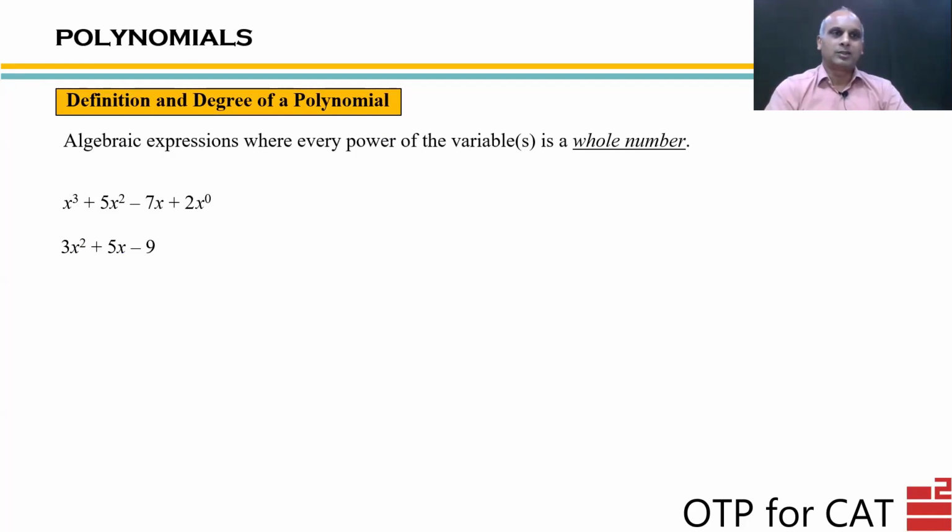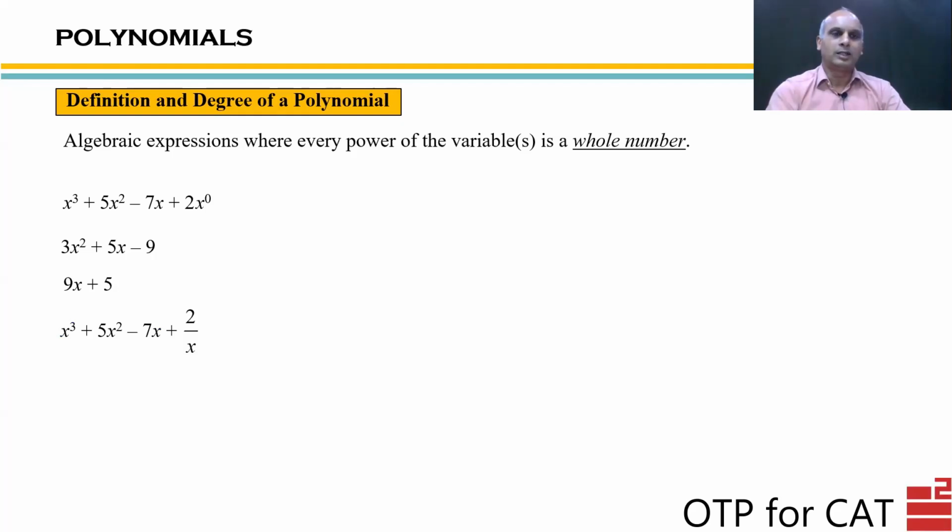The next expression is 3x squared plus 5x minus 9. This is also a polynomial because every power is a whole number. So our defining criterion is that every power of the variable should be a whole number. The next one is also a polynomial, that is 9x plus 5.